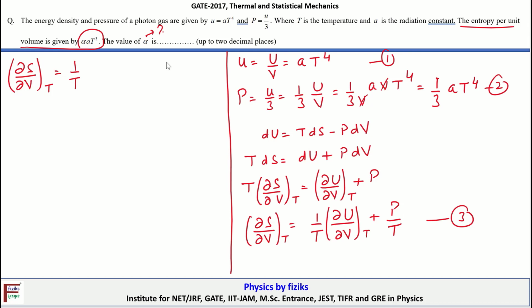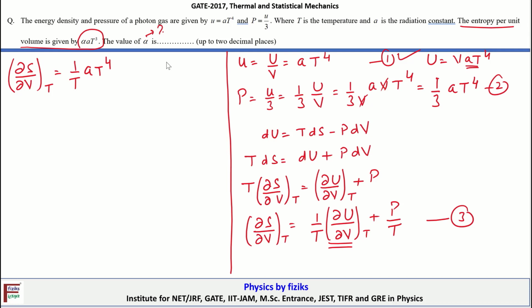du by dV, that is equal to 8T4. So while taking a differential of equation 1 with respect to V, from here u is equal to V into AT4. So du by dV will be equal to AT4. So I'm multiplying here with AT4. That's du by dV.